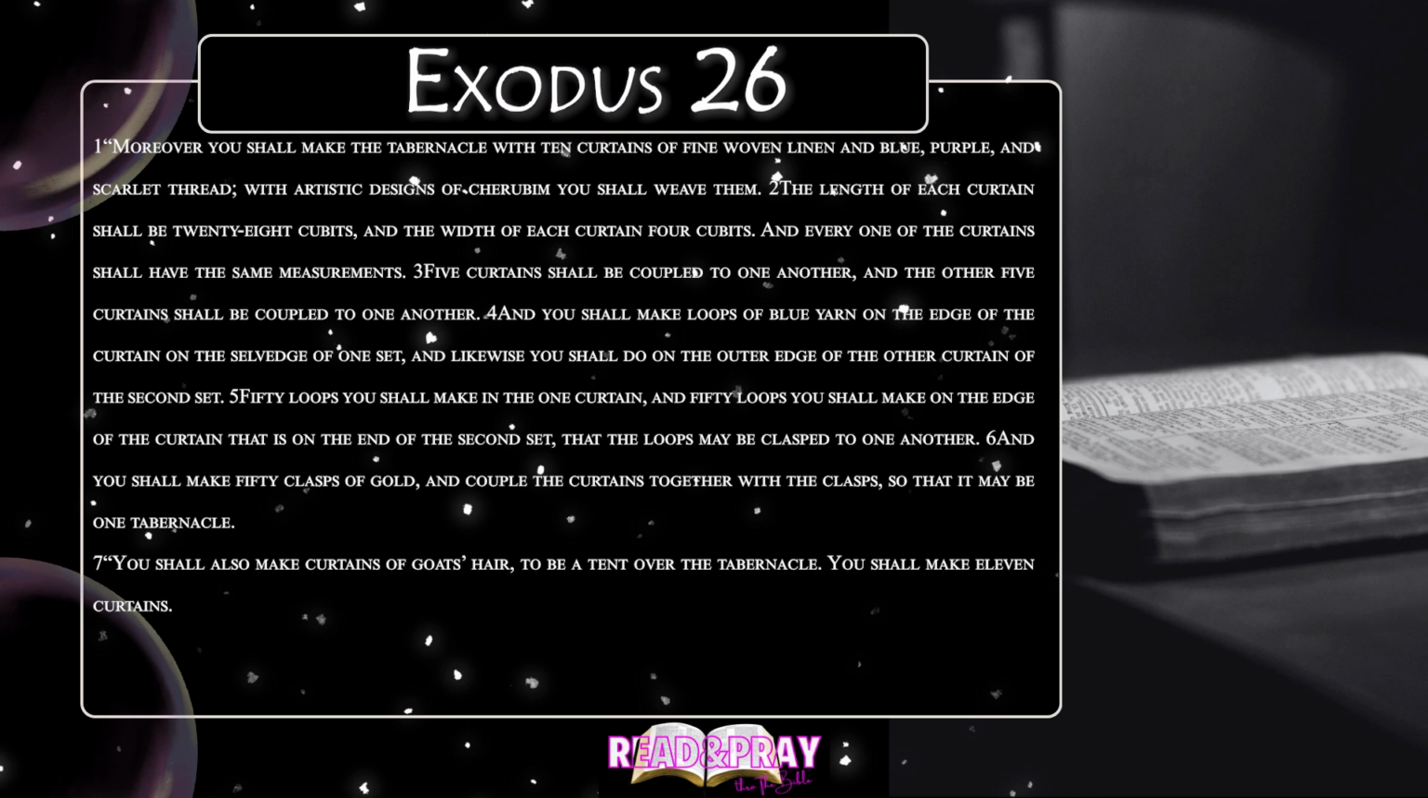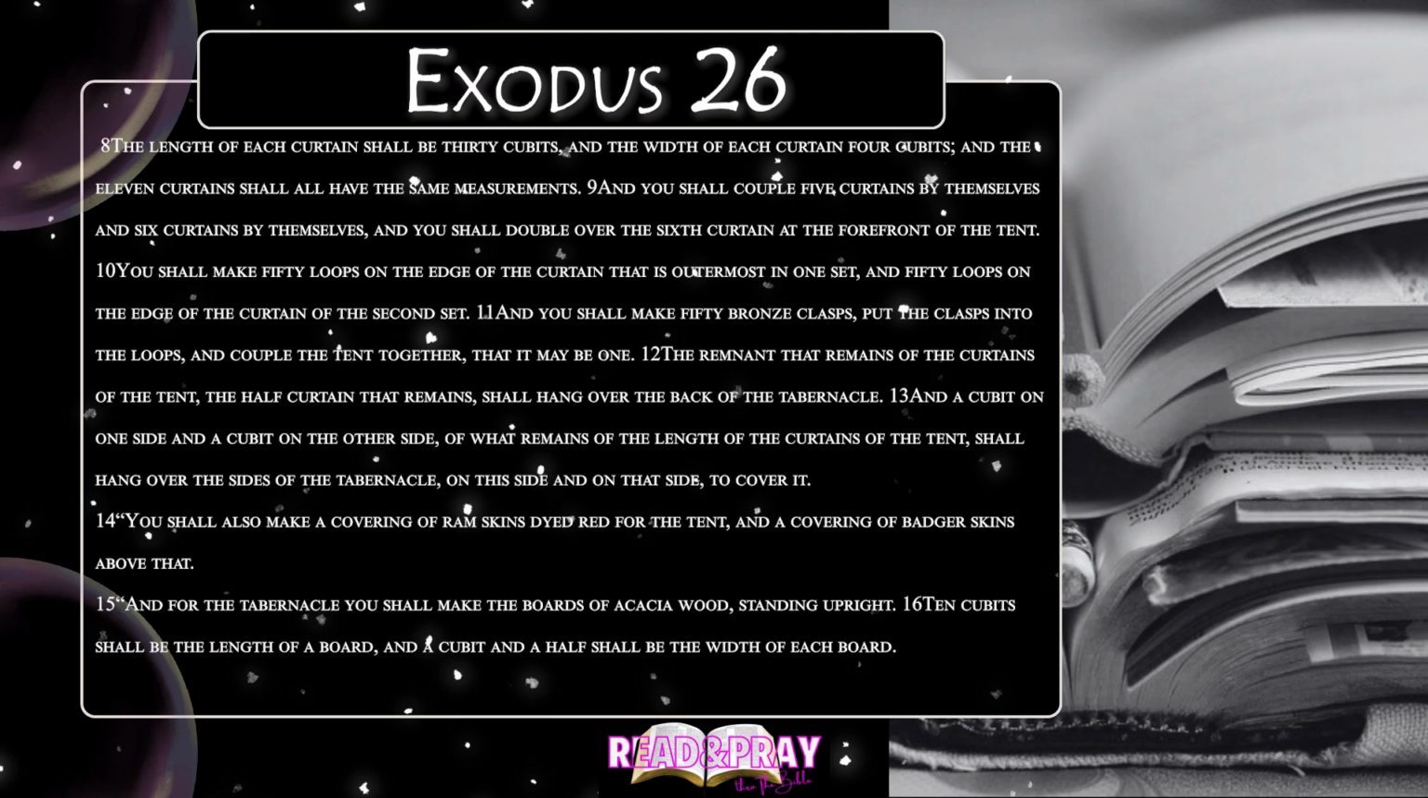You shall also make curtains of goat hair to be a tent over the tabernacle. You shall make 11 curtains. The length of each curtain shall be 30 cubits, and the width of each curtain 4 cubits. And the 11 curtains shall all have the same measurements. And you shall couple 5 curtains by themselves, and 6 curtains by themselves, and you shall double over the 6th curtain on the forefront of the tent.